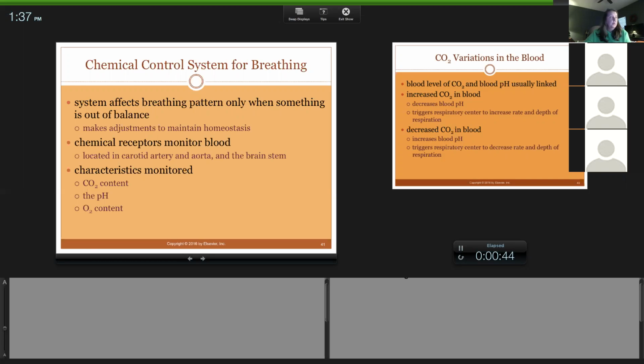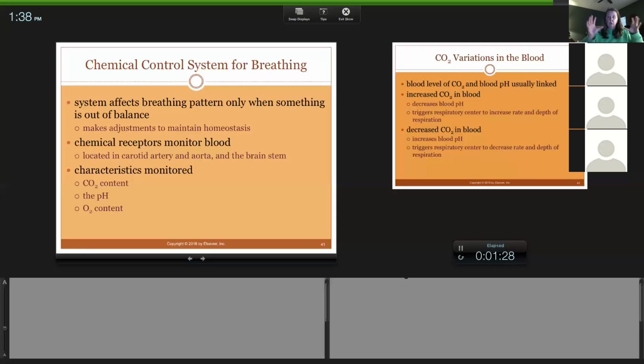So what's going to happen is if any of those values are out of balance, that will trigger the brain to influence respiration, because obviously oxygen and CO2 is being controlled when the animal inhales and exhales. Let me talk about this on the next slide. The chemical receptors are within the brainstem and then the carotid and the aorta, which are the main arterial flow. And those receptors are monitoring these levels.